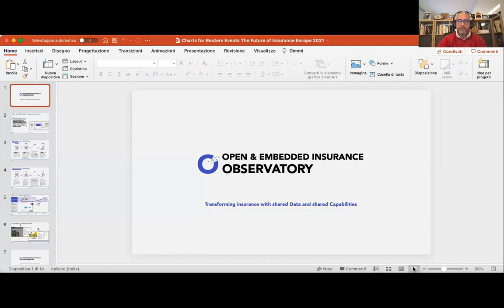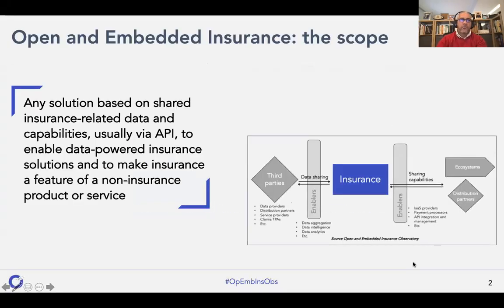In setting the scope of the Open and Embedded Insurance Observatory, we started from the EIOPA definition. At the observatory, we analyze any solution based on the access and share of insurance-related data and capabilities, usually via API, to enable data-driven insurance solutions and to make insurance a feature of a non-insurance product or service. So when we talk about Open Insurance and Embedded Insurance, we talk about two things: shared data on one side and shared capabilities on the other.